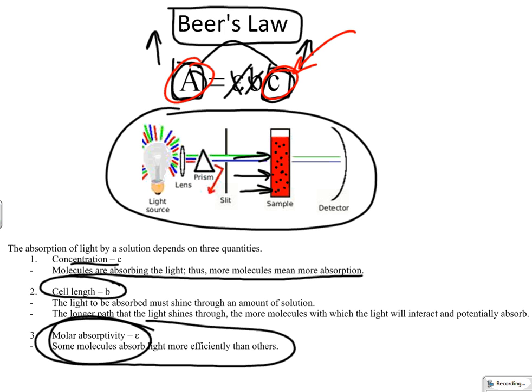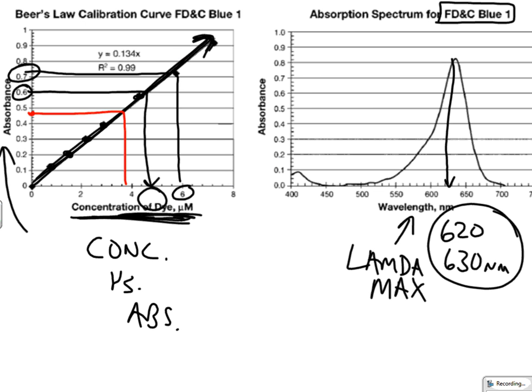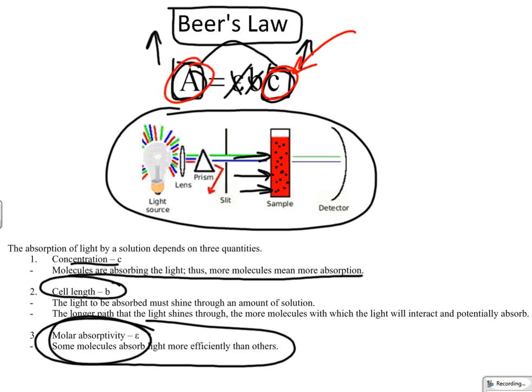In order for a spec to work, the ones that we used in our lab, the solution also has to be a colored solution. So the solution has to have some sort of colored ion or molecule in it in order for it to be detected by the spectrophotometer.